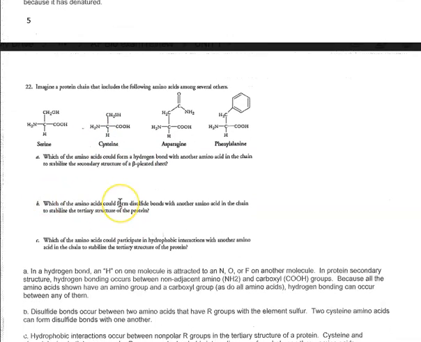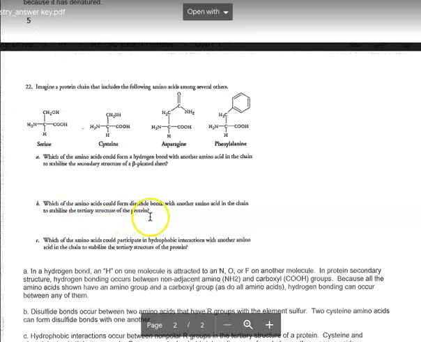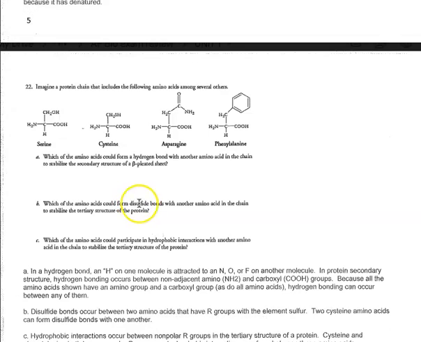Which of the amino acids could form disulfide bonds with another amino acid in the chain to stabilize the tertiary structure of the protein? This should have been a little bit easier. Disulfide, sulfide. If it's telling you it's sulfide, it's telling you it has to contain sulfur. So you would have to see which of these amino acids contain sulfur in their R groups. This one does not. It's just carbon, hydrogen, and oxygen. This one contains sulfur. Okay, so cysteine contains sulfur. This one does not, and this one does not either.